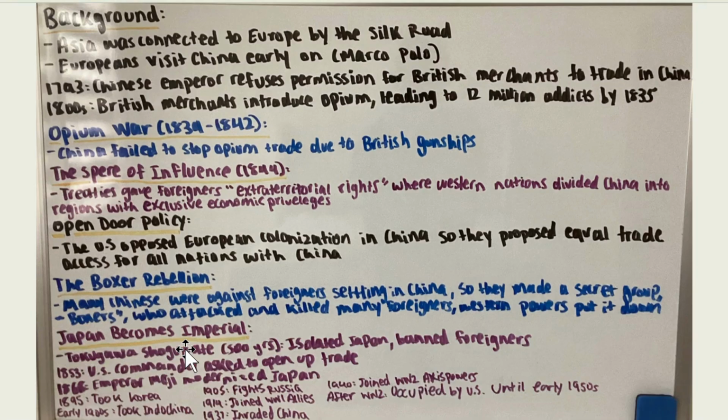Japan becomes imperial. The Tokugawa shogunate lasted 500 years, during which they isolated Japan and banned foreigners. In 1853, a U.S. commander asked to open up trade. In 1868, Emperor Meiji modernized Japan. In 1895, they took Korea. In the early 1900s, they took Indochina. In 1905, they fought Russia. In 1914, they joined the World War I Allies. In 1937, they invaded China. In 1940, they joined the World War II Axis powers, and after World War II, they were occupied by the US until the early 1950s.